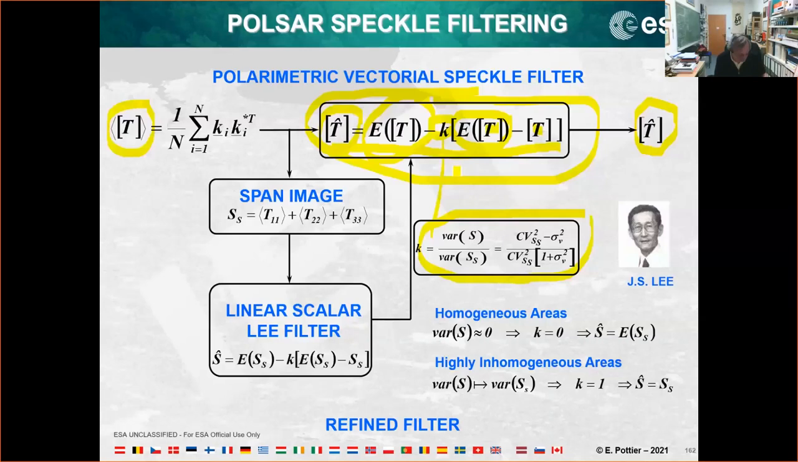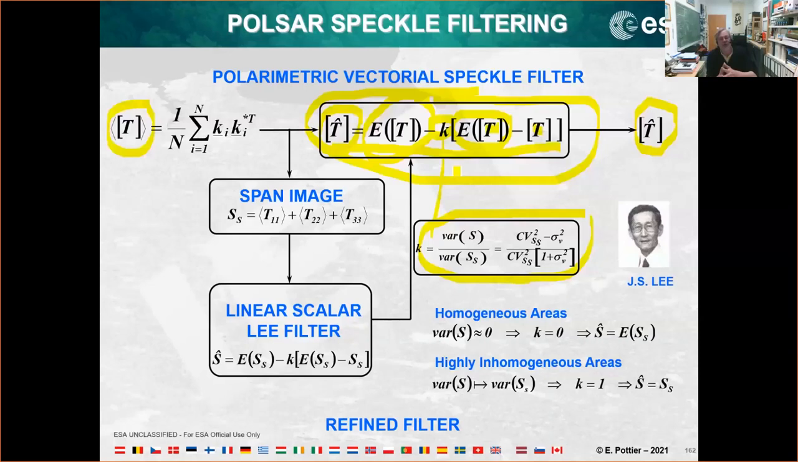Okay, good question. Well, we have shown with Carlos Lopez, and I'll show you a picture just after, that we have found a good compromise. We have quite a good estimation of the properties of the speckle when we are close to 50 looks. So 50 looks is equivalent to 7 by 7. Usually, a 7 by 7 is a good compromise for a window.